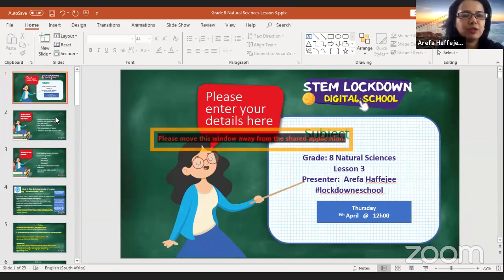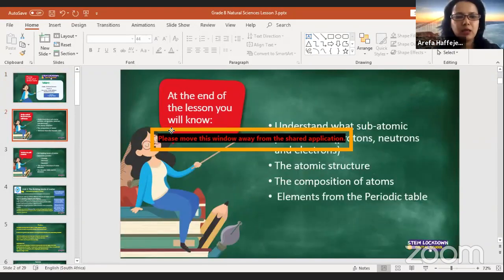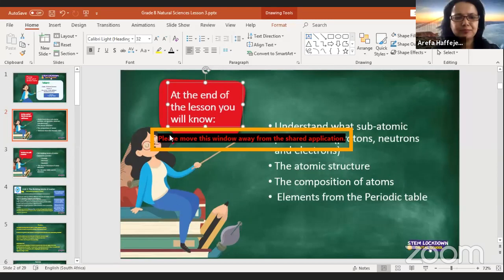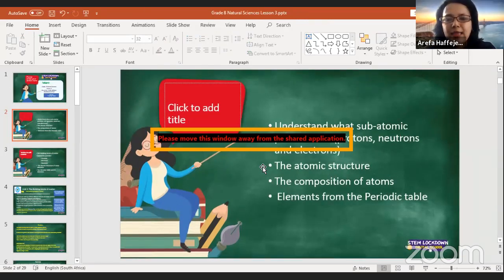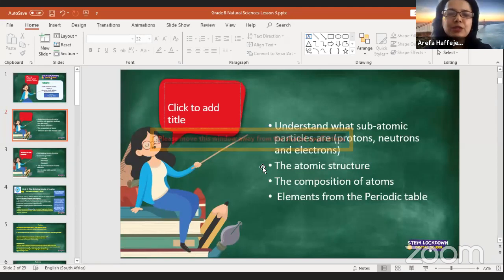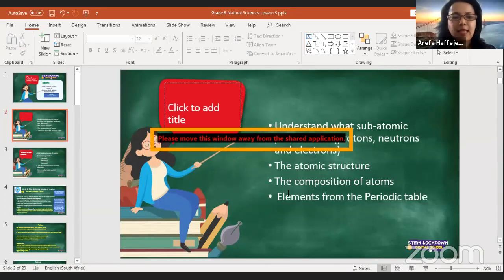So we're going to continue with the subatomic particles of an atom. So basically, an atom is made up of protons, neutrons, and electrons. At the end of this lesson, I'd like you to understand what subatomic particles mean, which are the electron, proton, and neutron, the subatomic structure, the composition of atoms, and the elements of the periodic table.